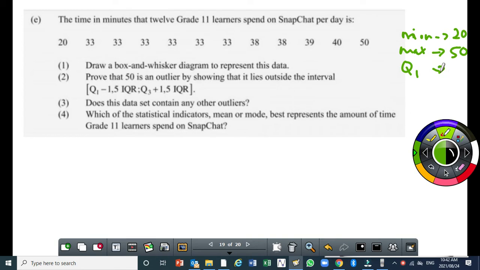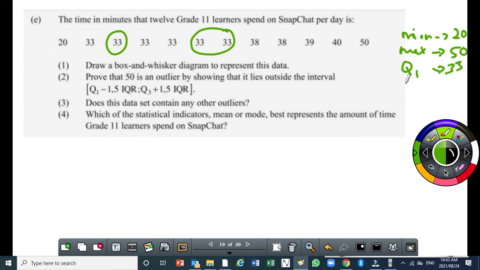Now Q1 is the median of the first half of the data set. So we have got 2, 4, 6, 8, 10, 12 values, right? So 2, 4, 6. So the average of those two, that will be the median, right? Then our median of the first half of the data set is going to be 33. Q1 is the median of the first half of the data set. So it will be 33.